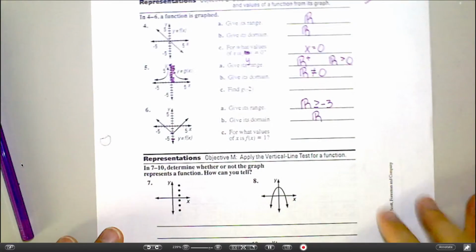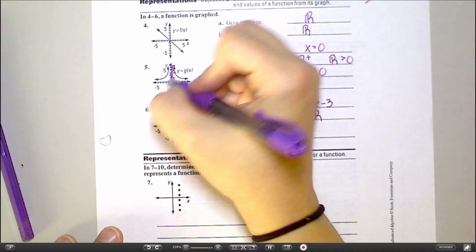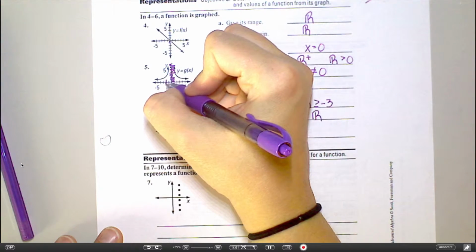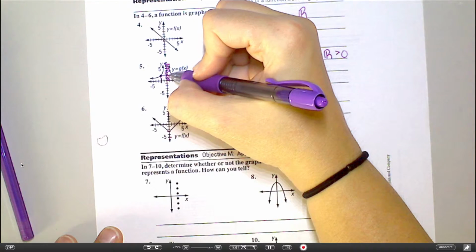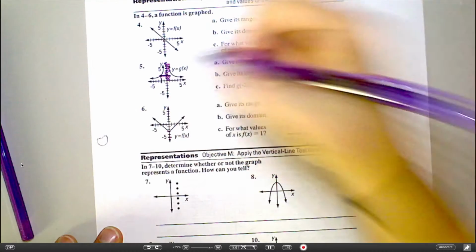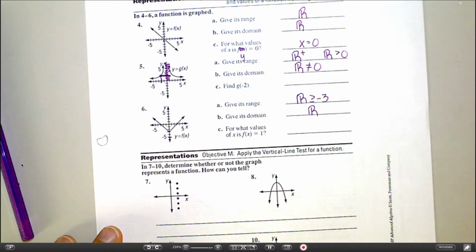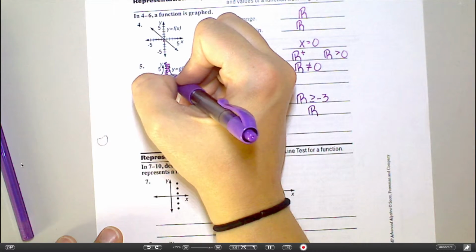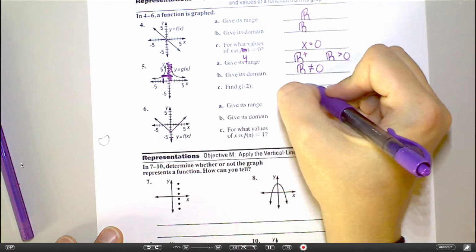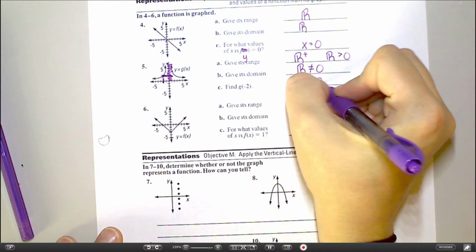So when I say find g of -2, I'm going to find -2 on the x-axis, okay? Go up to the graph, and then read across to the y-axis. Now mine's all scribbled, but I think that's about 2. On the y-axis, is that about where it hits? So I go to -2, up to the graph, and then across to the y-axis. And I think I get 2.